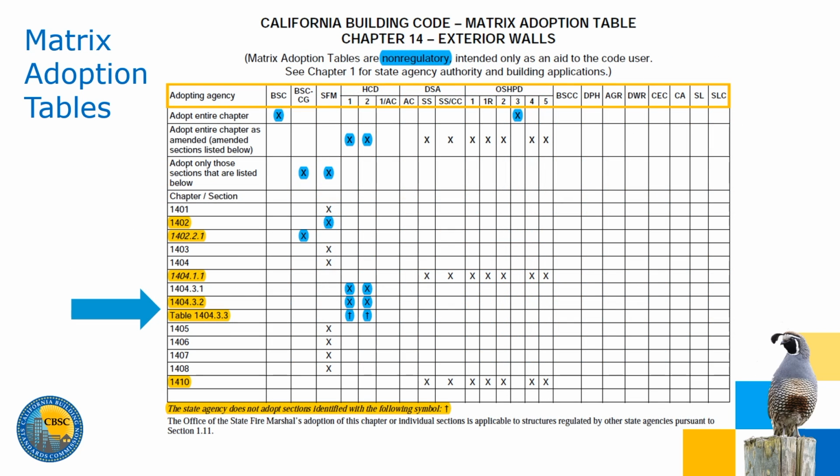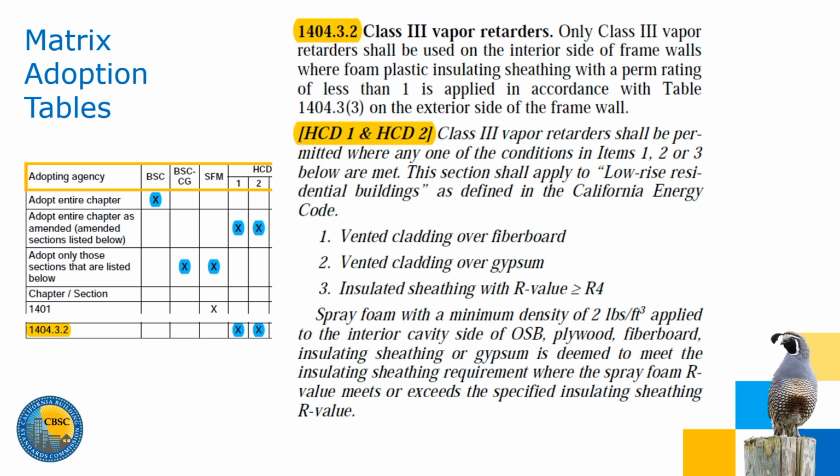We also see that HCD adopts the entire chapter with amendments in two sections, and they do not adopt one table. Their amendment to section 1404.3.2 is shown here, and it replaces the requirements of the model code with HCD requirements that should be applied to all occupancies regulated by HCD 1 and 2. Note the use of the banner and italics.